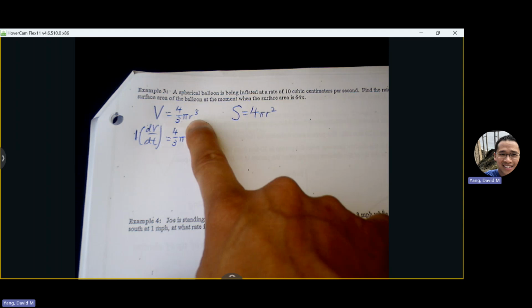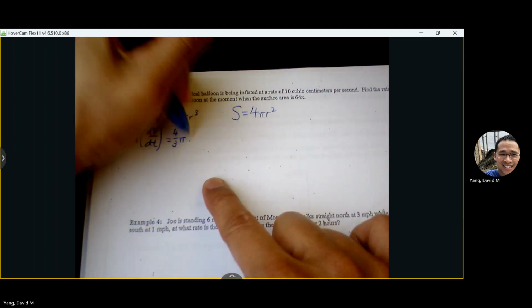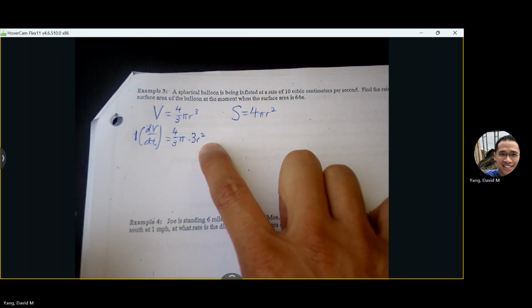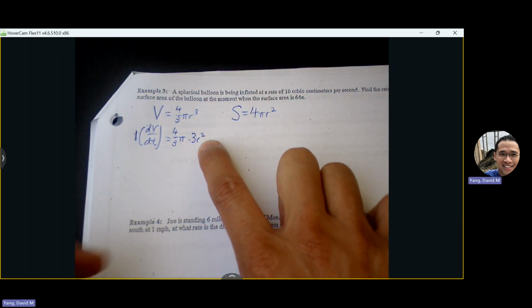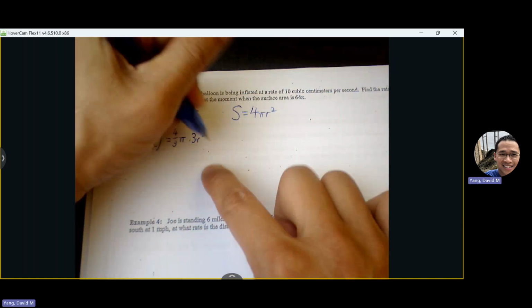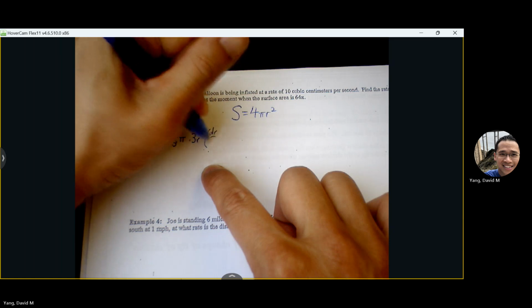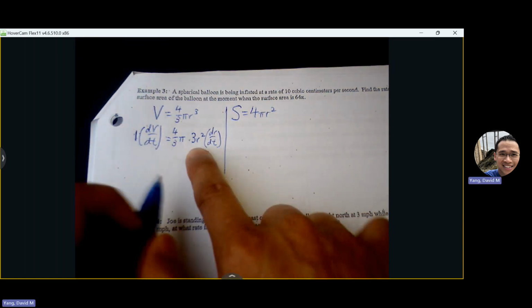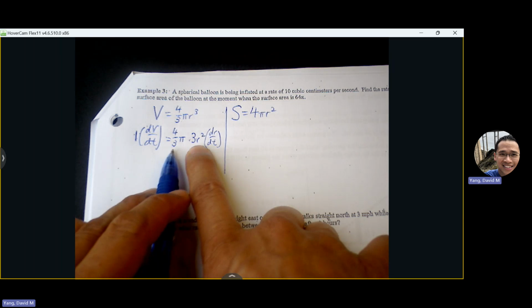So r cubed becomes what? Times... Can't stop, right? Because r is also getting impacted by time. So times dr/dt, yeah. Let's do some cleanup here. The 3's can cancel out.